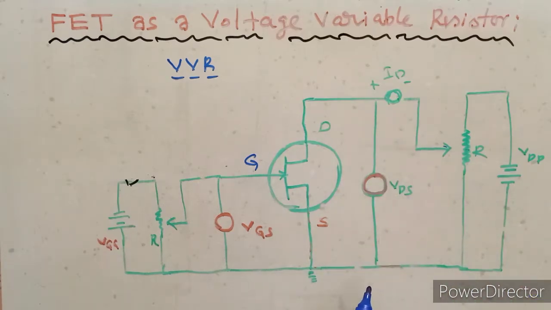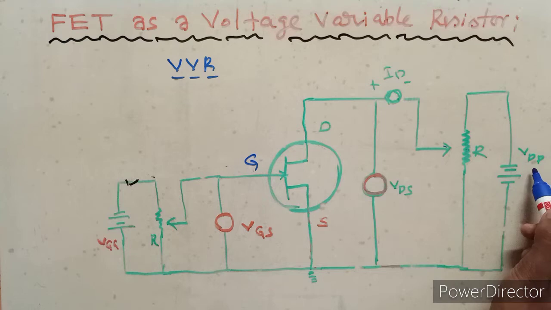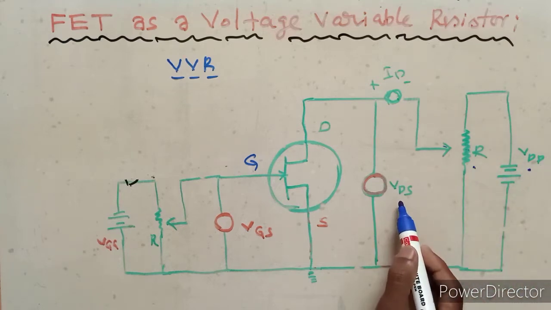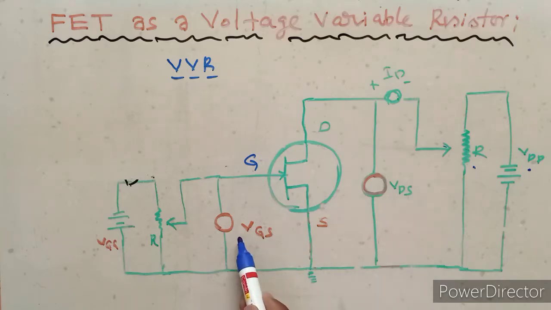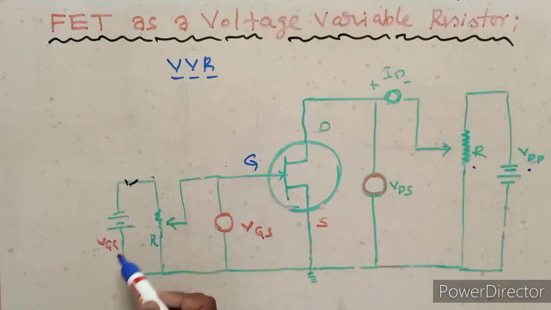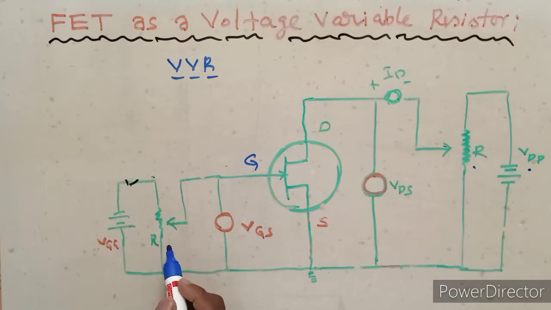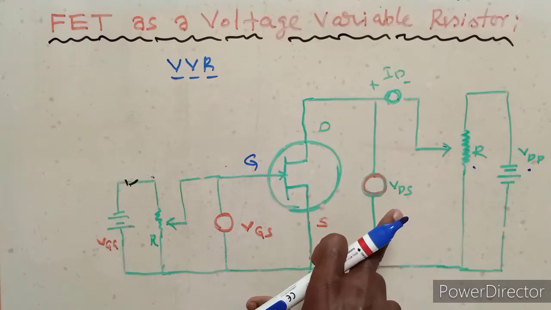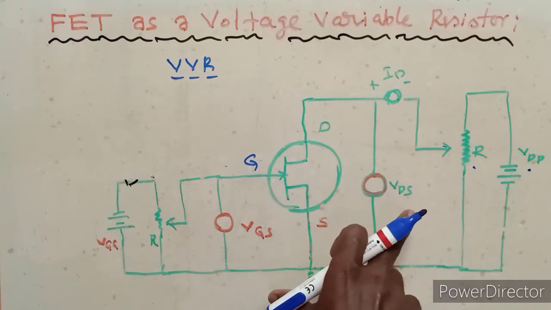So this is the battery of the drain current. This is the resistance. This is the voltage between drain and source. This is the voltage between gate and source. This is the battery of the gate current. This is the resistance.